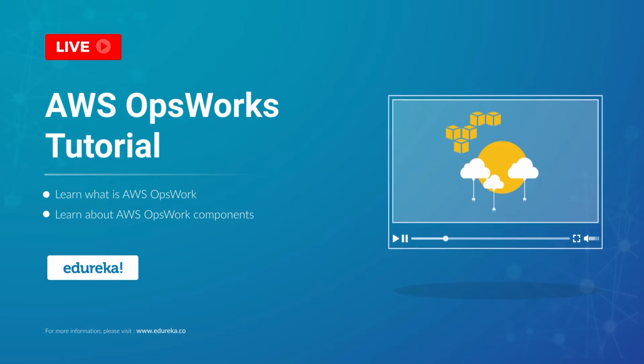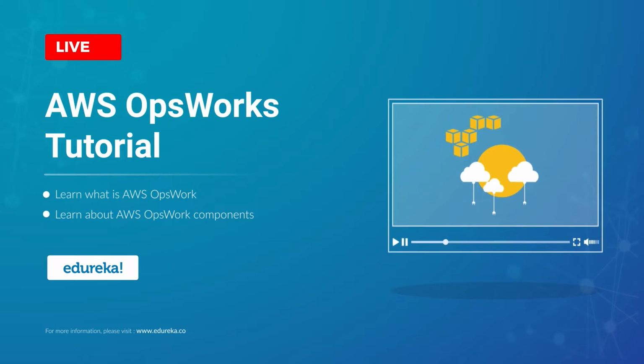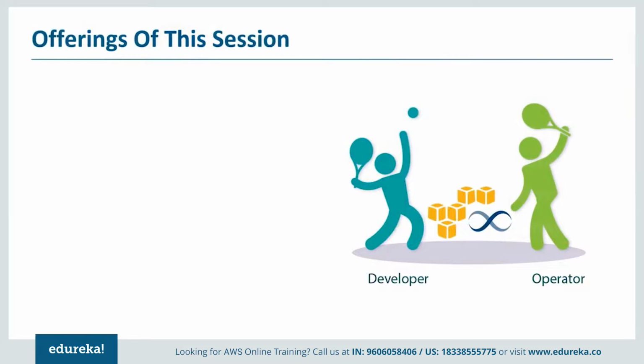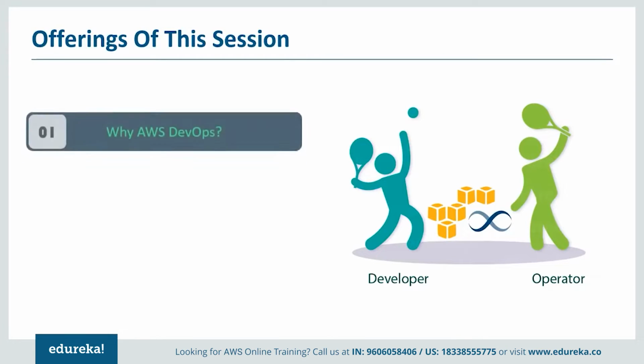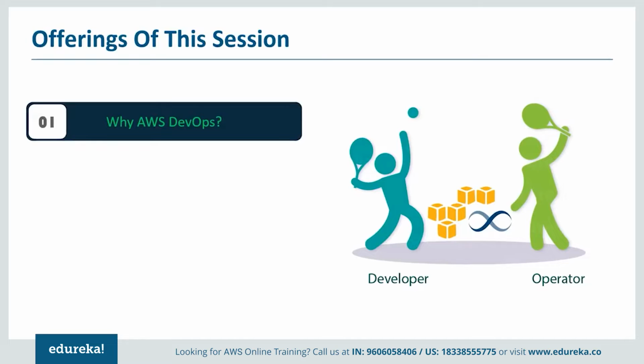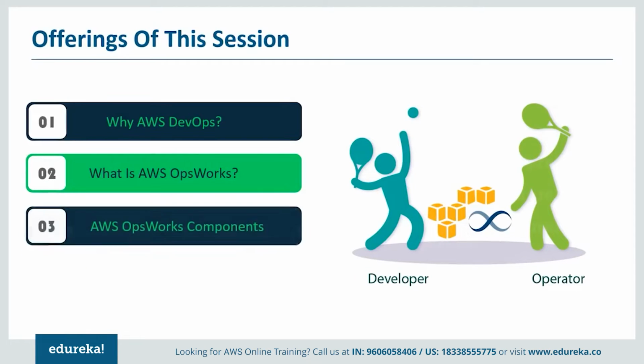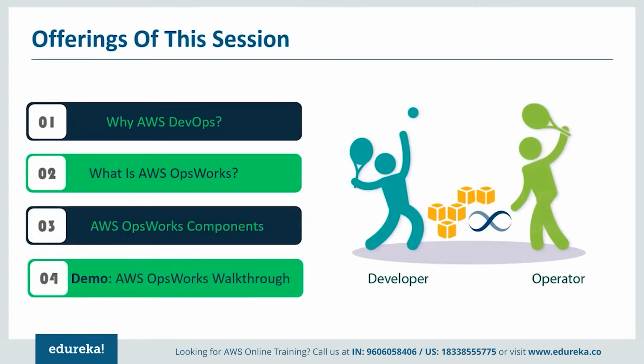In today's session, we would be talking about AWS OpsWorks. Before we get into the details of this particular topic, let us take a look at the offerings of this session. So I would start this session by talking about why the AWS DevOps approach is needed. Moving further, we would understand what is AWS OpsWorks and why it is needed. We would also talk about some of its components, and finally I would finish things off with the demo part where I would give you a walkthrough of this service, that is AWS OpsWorks. So I hope this agenda is clear to you guys. So let's not waste any time and quickly get started then.